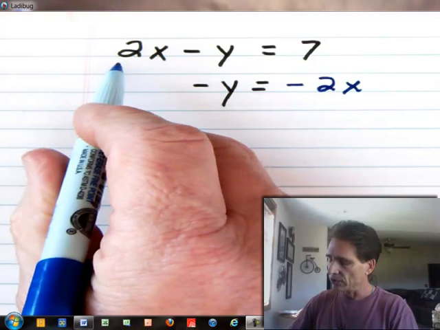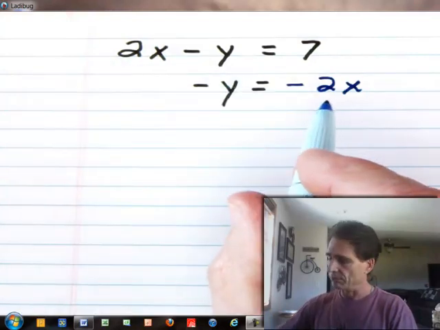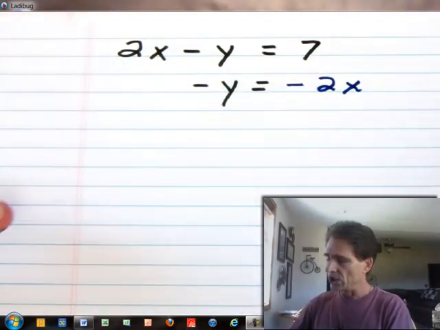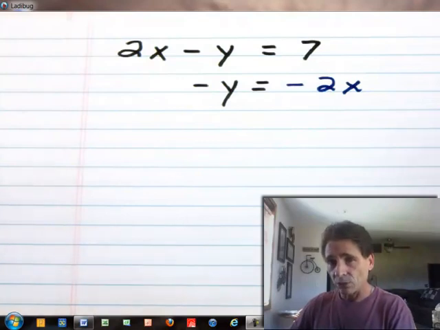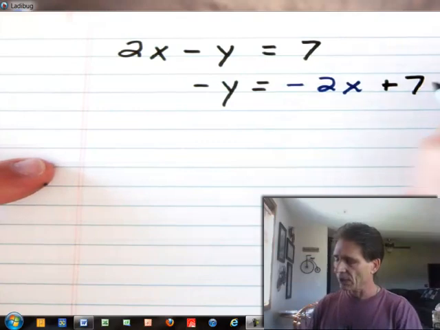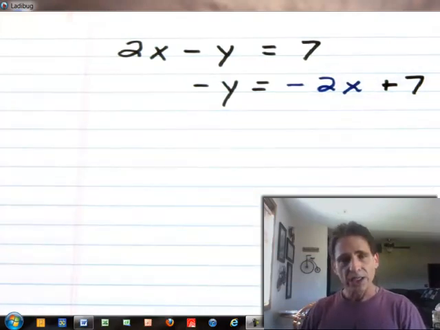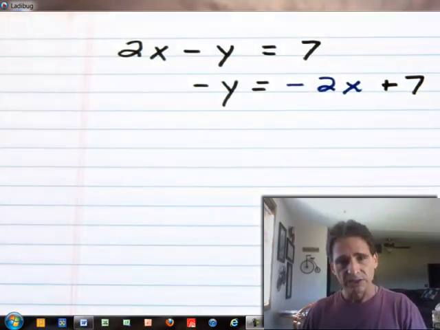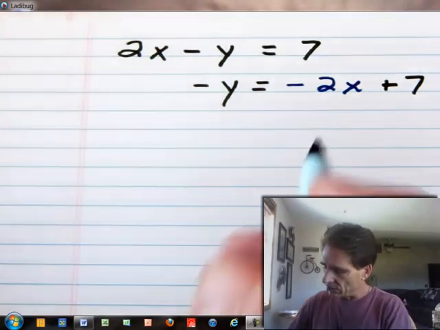Instead of a positive, it now has a negative. And then the 7 wasn't changed because the 7 doesn't have a sign in front of it. It's just assumed to be positive. So it would be plus 7. Now, negative y equals negative 2x plus 7. Well, we didn't want negative y.